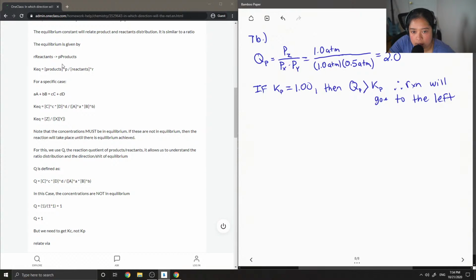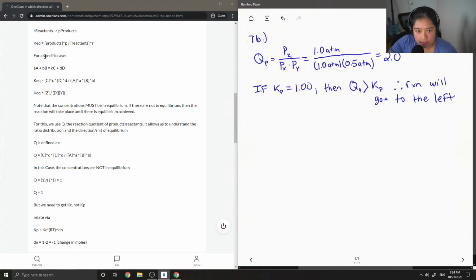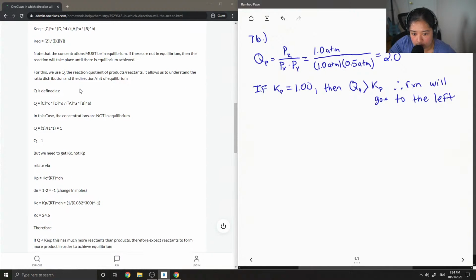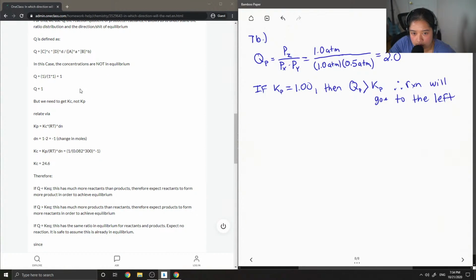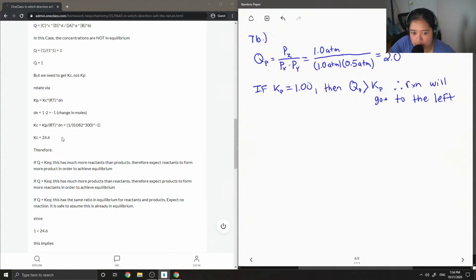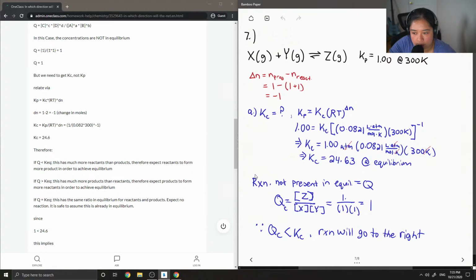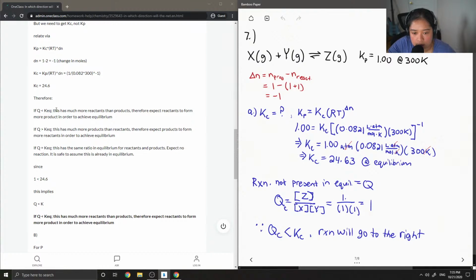So first they calculated A at equilibrium. They found the Q for concentrations. And then they calculated for KC. Let me go back to my page. 24.6. Yep. And then they wrote down all the different types of scenarios that you could get.